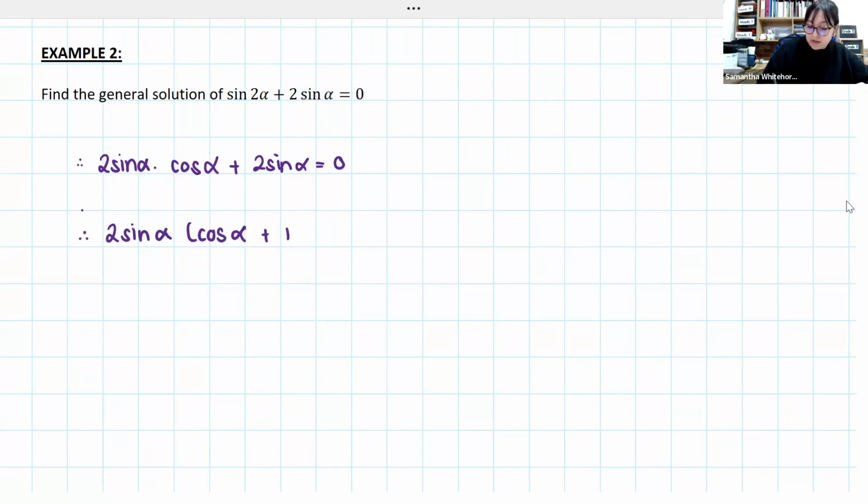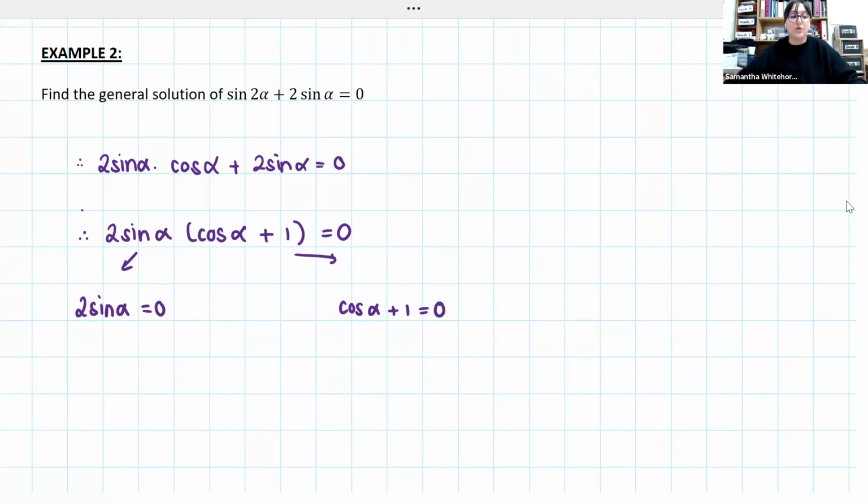Cos alpha plus 1. And remember, because you factorize, what you've actually got there is a quadratic equation. Any quadratic equation, one side should be equal to 0, which in this case it was. And once you've done that, you make each of your factors equal 0. So we would have 2 sine alpha equals 0, and then we'll solve, which I'll do in a second. And then we've got cos alpha plus 1 is equal to 0, and then you solve.